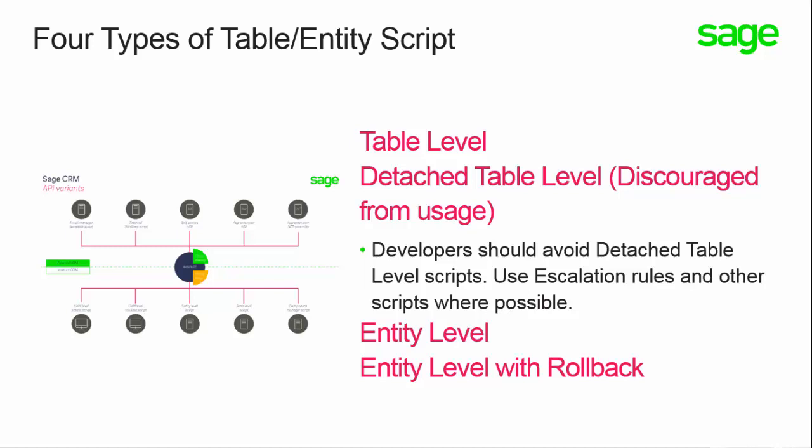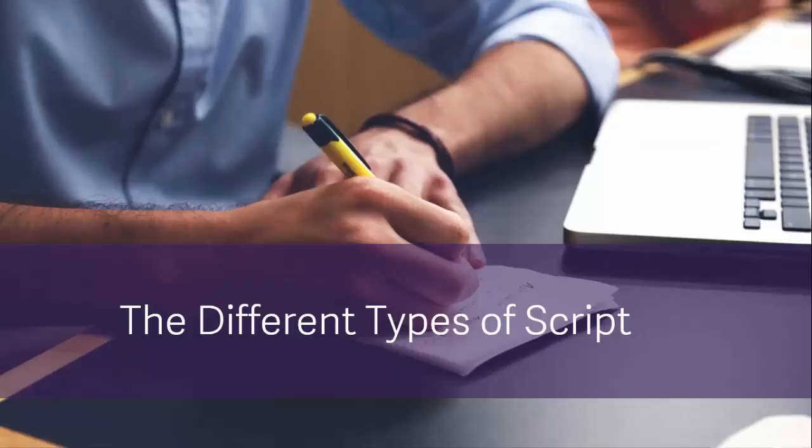Entity level scripts, though, they're very, very useful things. They can be set to be rollback if an error occurs. We're going to see that they only work in very particular circumstances, so they're only going to be bound to the screens for the company, person, email, and address. But let's explain the differences between these different types of scripts.